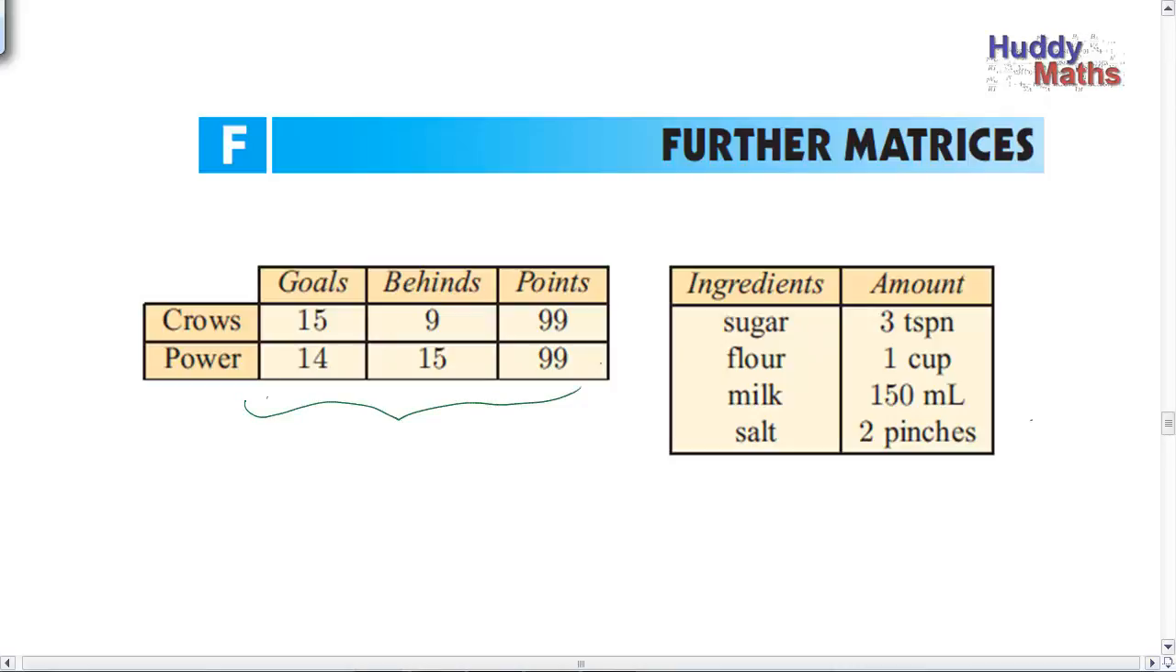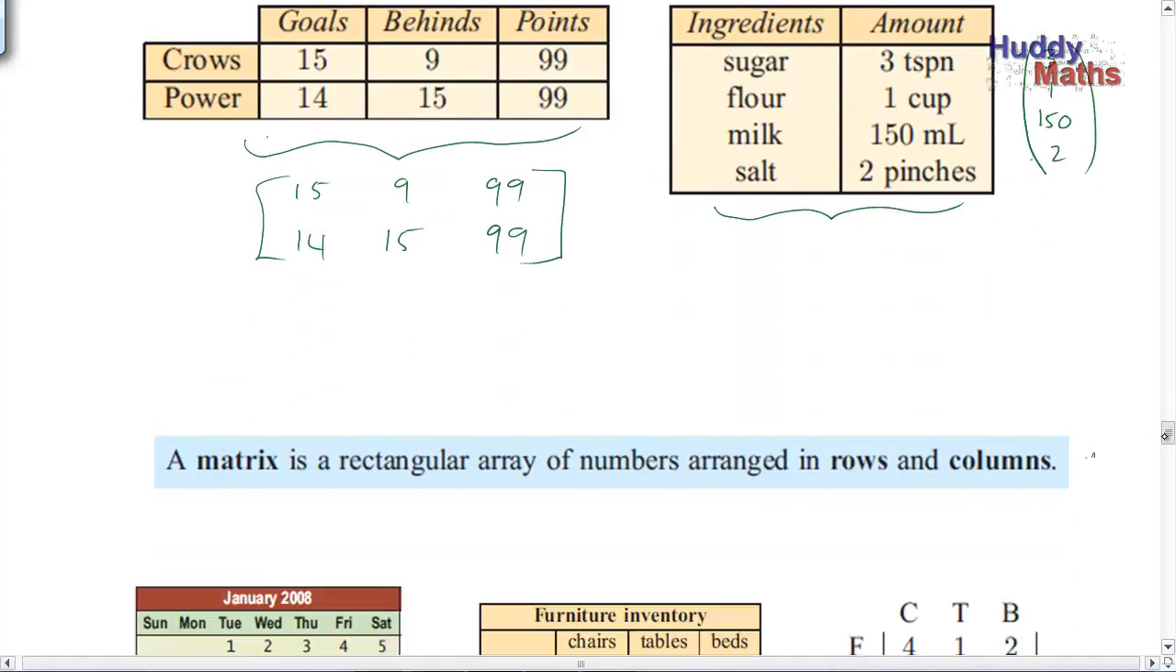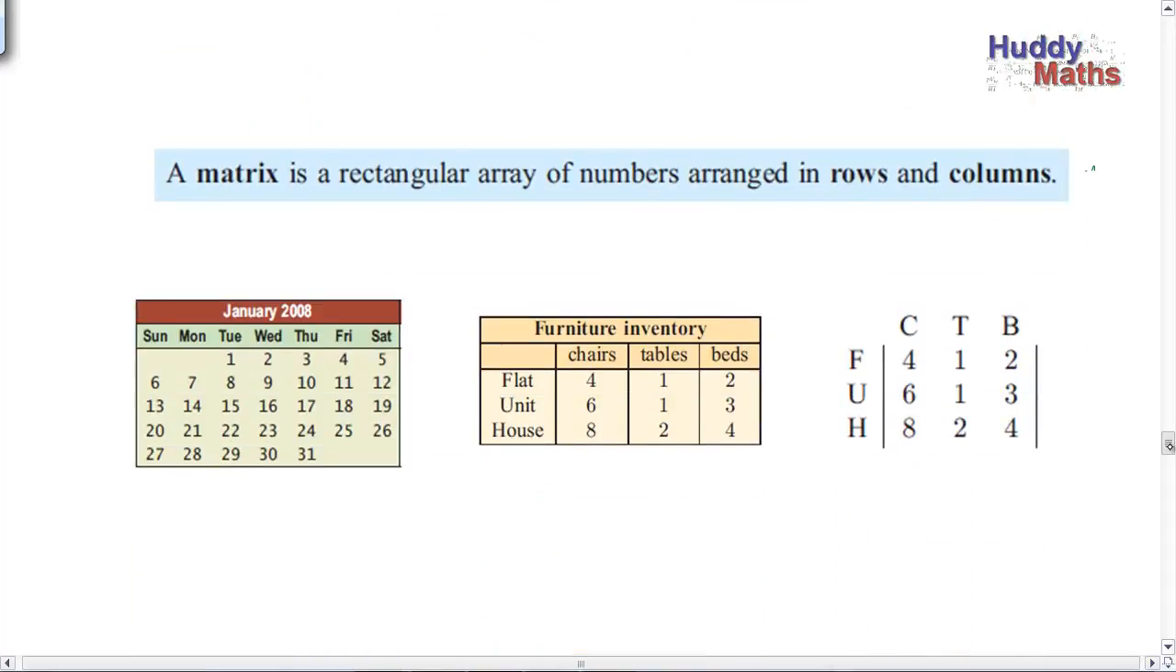Little tables like this, because a matrix is an array of numbers. What's this as an array of numbers? 3, 1, 150, 2. It's a recipe. Okay. And what's this as an array of numbers? You can use square brackets. You've got to remember what all the entries stand for, though. Okay. So let's come down and see a few uses more broadly now, other than just networks.